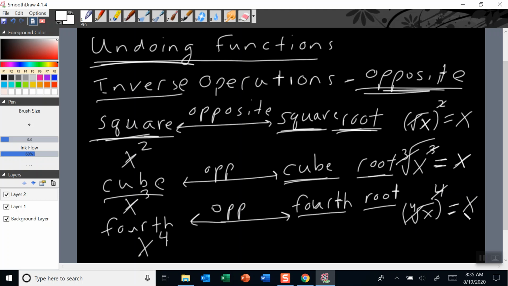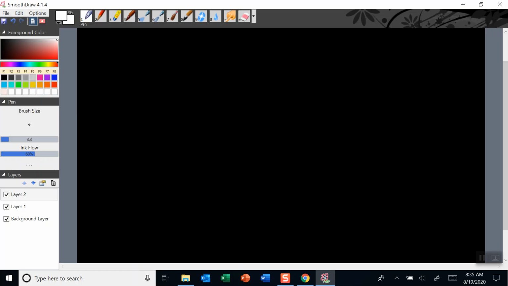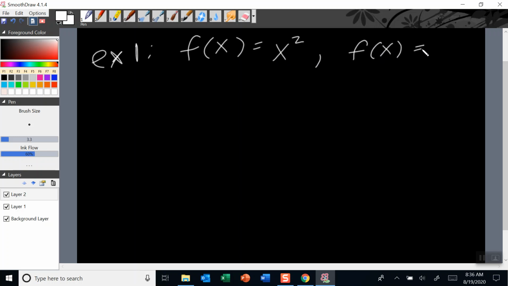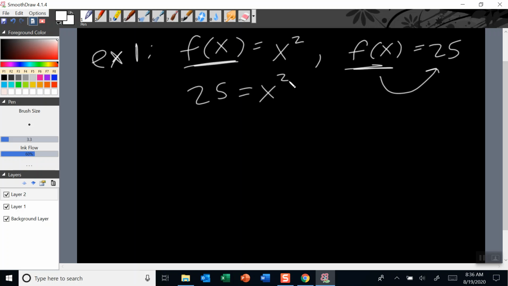So let's take this concept and let's apply it to some examples with numbers. Okay, let's start out with example 1. Let's say, for example 1, I give you the function f of x is equal to x squared, where, let's say I give you what f of x is, I say that f of x is equal to 25. Okay, so I know that f of x is 25, so where I have f of x right here, I can write 25 is equal to x squared.